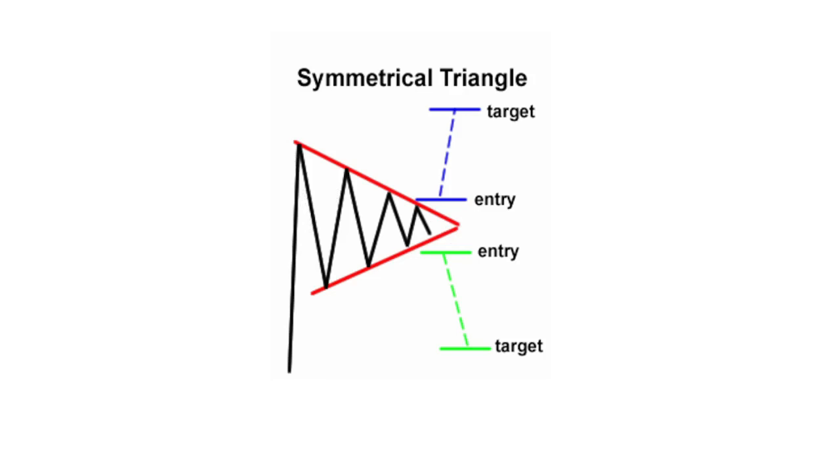So let's see an example. First of all, we can enter this trade on the breakout, as you could see on this chart here, and our target will be the distance between the highest end of the triangle to the other end, which will give us a price target of about here. Or if we enter the trade here, it will be the distance between this entry here and this target price here.